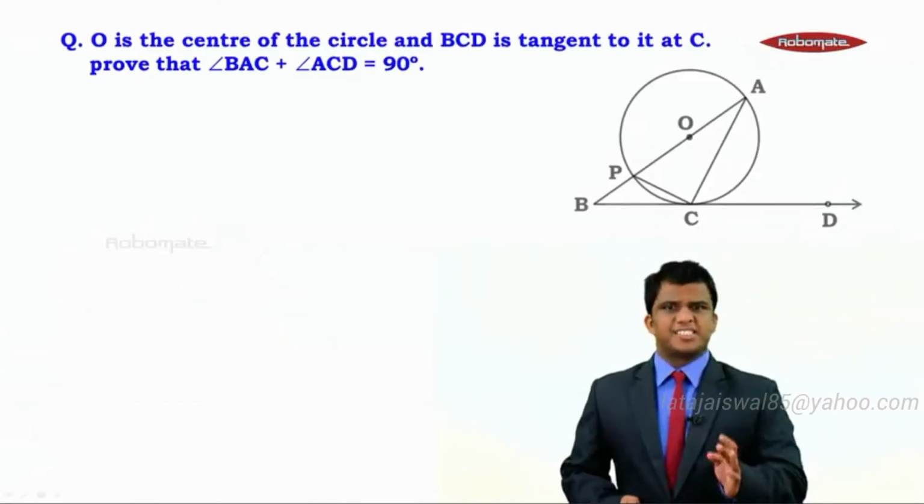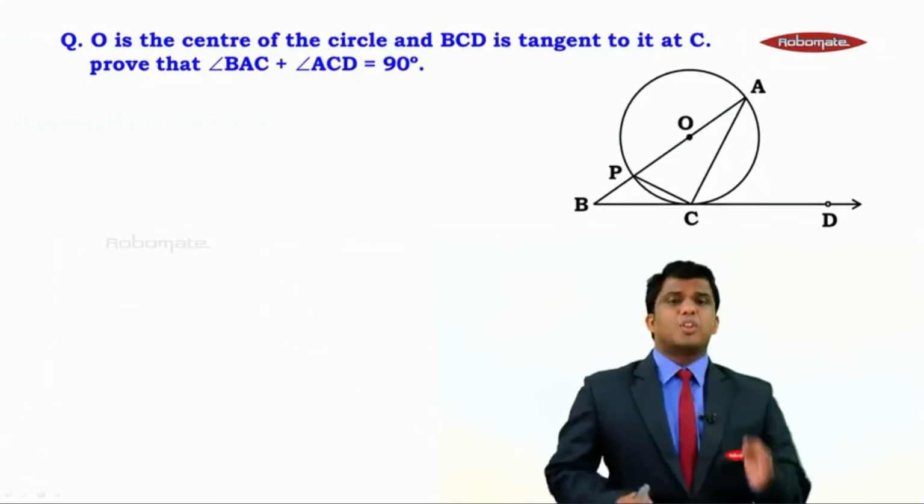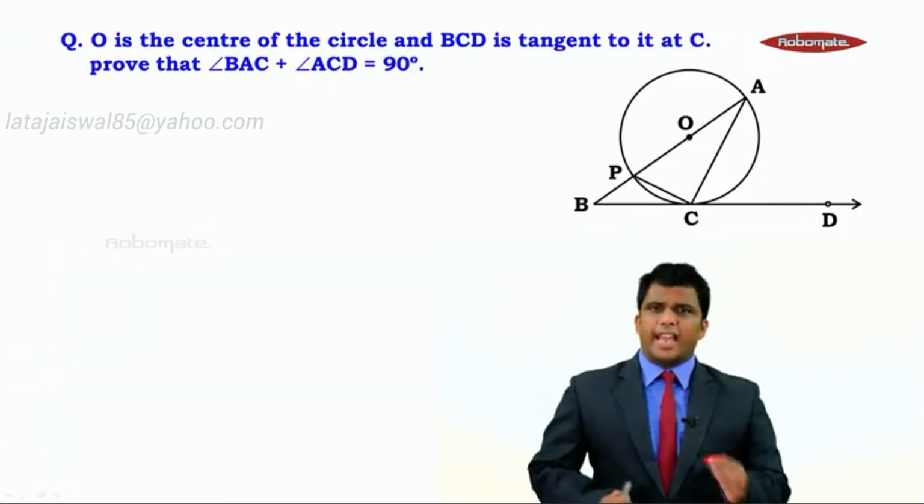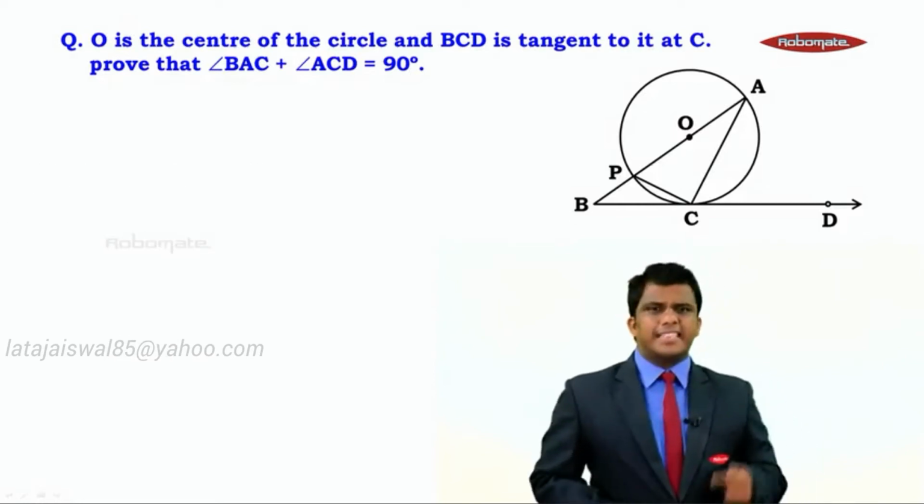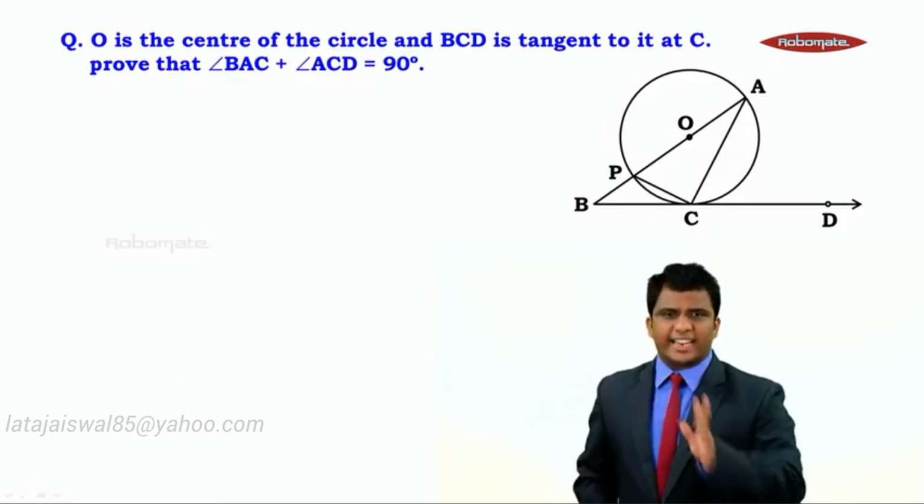Perpendicular to the tangent. Starting with a very beautiful sum which is supported with a figure. Here we say O is the center of the circle and BCD is a tangent to it at C. Prove that angle BAC plus angle ACD is equal to 90 degrees.